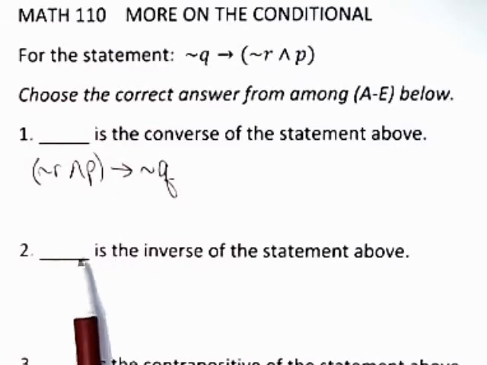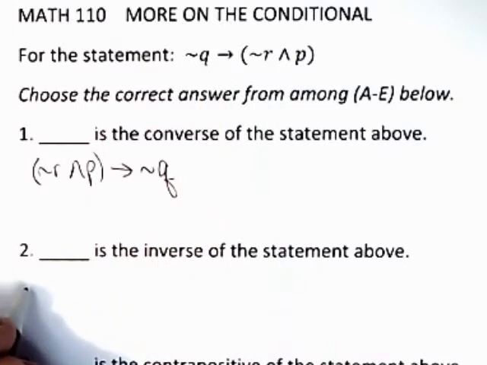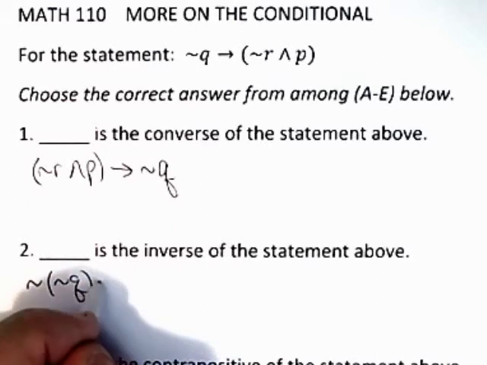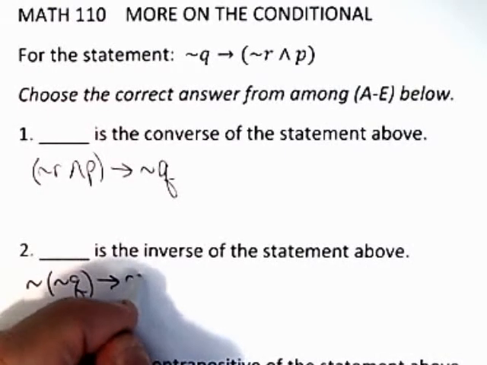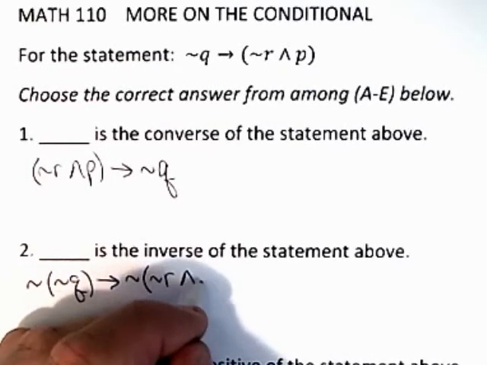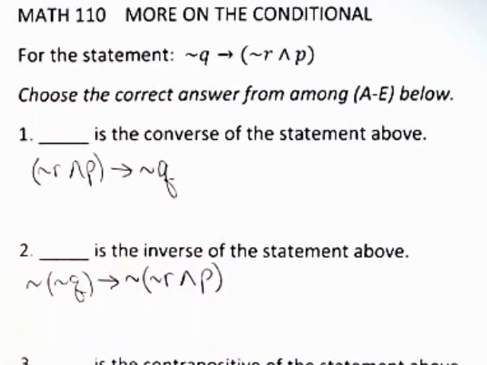The second says find the inverse of the statement above. Well, the inverse simply negates each side. So the inverse would be not Q, or the negation of not Q, implies the negation of not R and P. Now, it just so happens that this answer is not among our multiple choice answers, and the reason is this is not completely simplified. We have a result that says we can distribute that negation through here and simplify it.